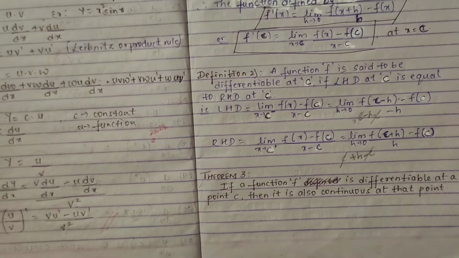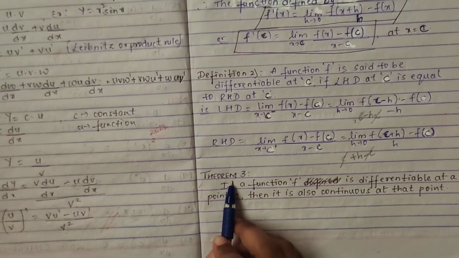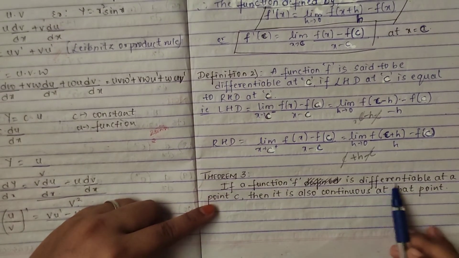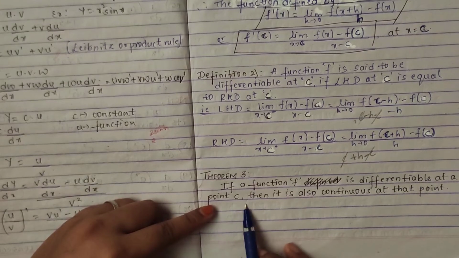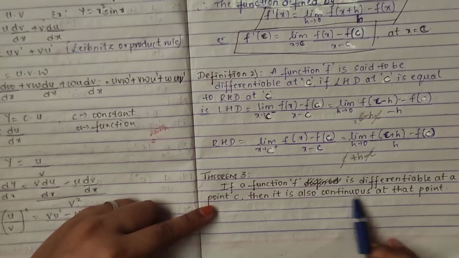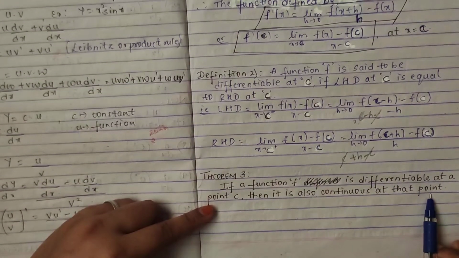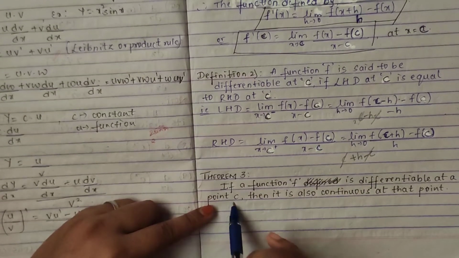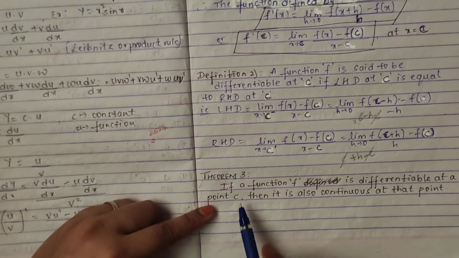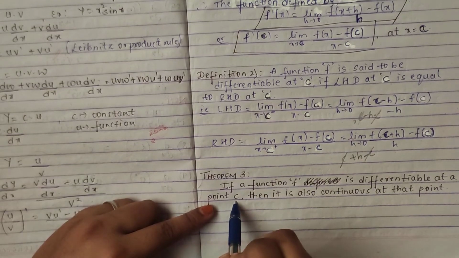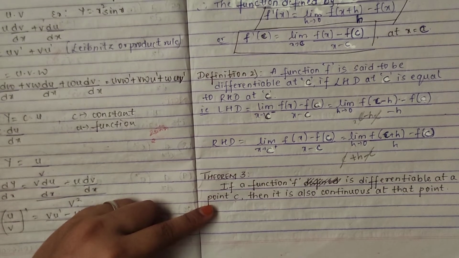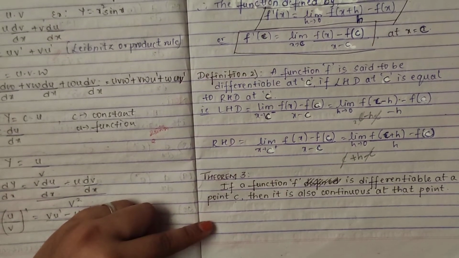Next we have a theorem, that is theorem 3. If a function f is differentiable at a point c, then it is also continuous at that point. What they are telling is, if it is differentiable at this point, then it should also be continuous at c itself. So the function is differentiable, and you have to show it is continuous. We will see how we can do the proof.